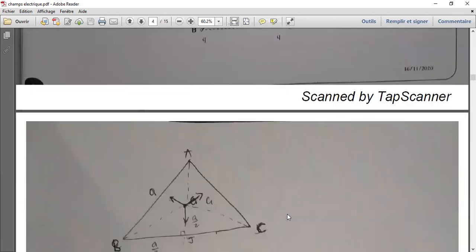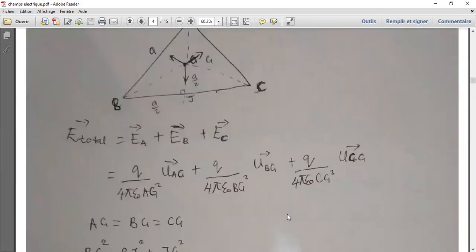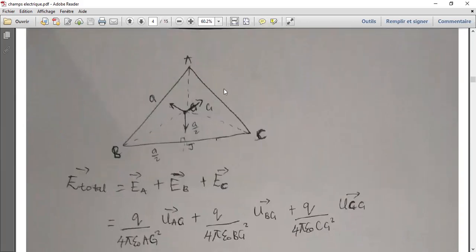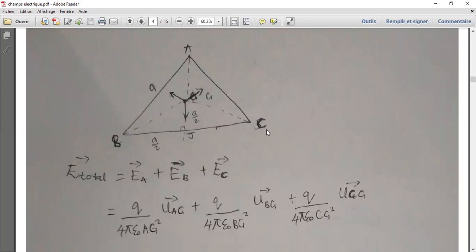So here we are just trying to find the total field. Now we're going to go to our calculation. We have A, B, C, which is Q, Q, Q. Here I forgot to put the Q. So you have your E total. Your E total is equal to your EA, which is the field caused by this point A, plus your EB, which is the field caused by this point B, plus your EC, which is the field caused by this point C, towards G.